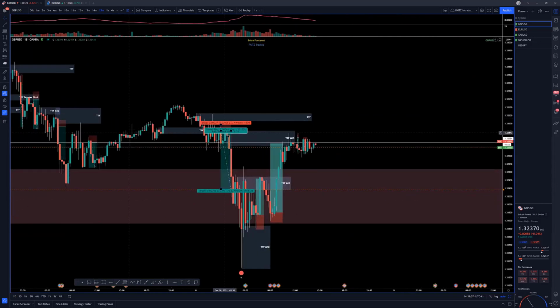But I was looking at more immediate supply and demand. So here's a supply zone. Here was a supply zone. I expected to get some type of reaction, even a sale here. So I ended up taking 2 sales.